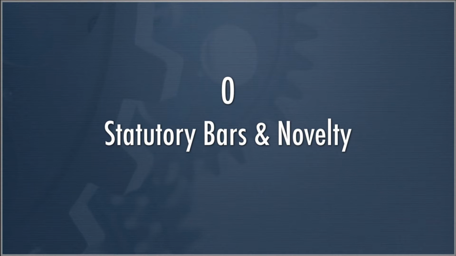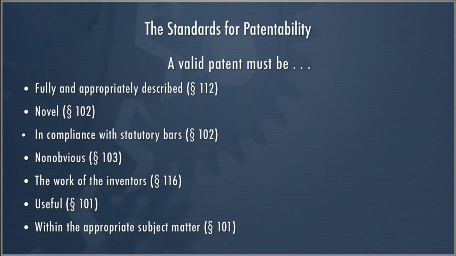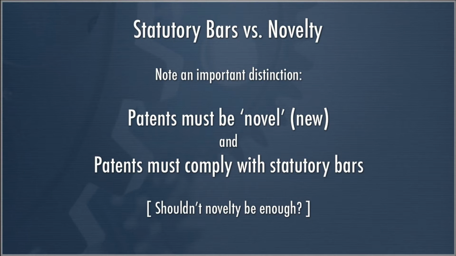So the one thing I want to do before we get too far in is talk about what we mean by statutory bars in the context of novelty, right? You'll remember it is listed on the standards of patentability. A valid patent must be described, novel, in compliance with statutory bars, right? So one of the issues is patents must be novel, by which we mean new, meaning the same thing can't already exist in the prior art, and they must comply with statutory bars.